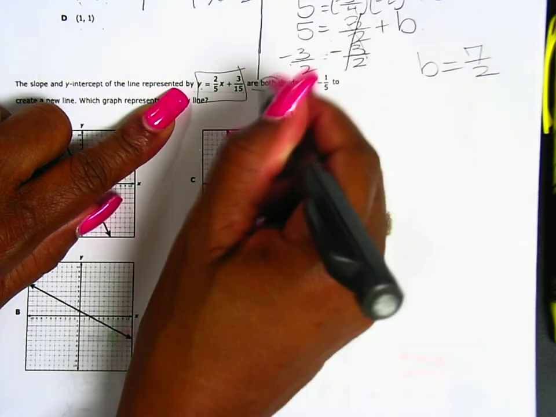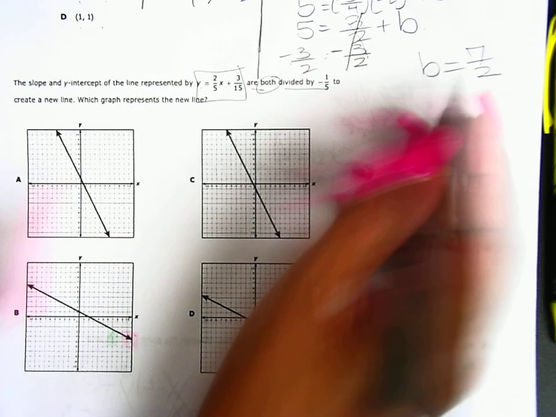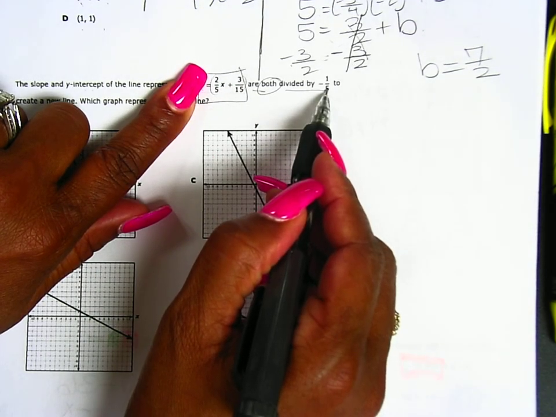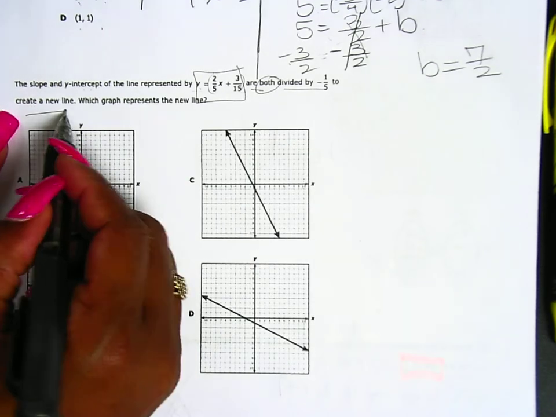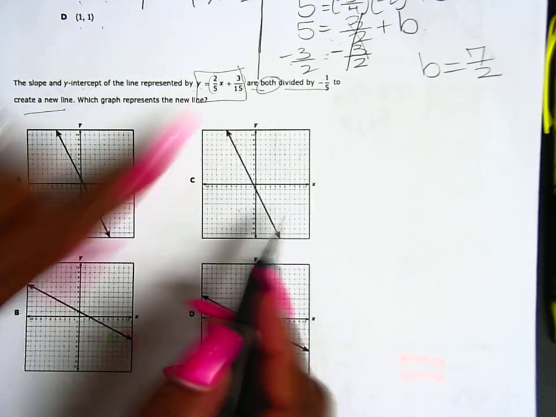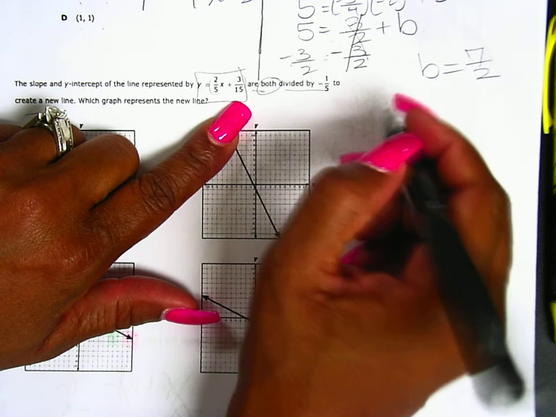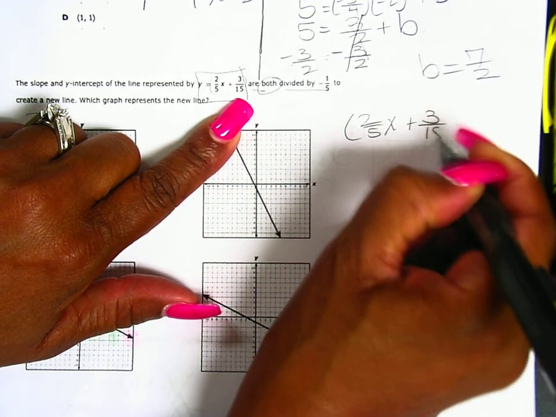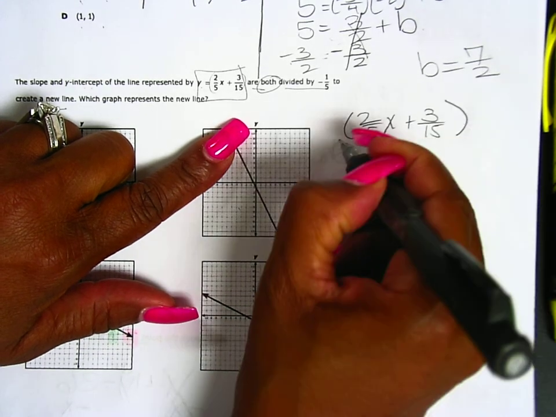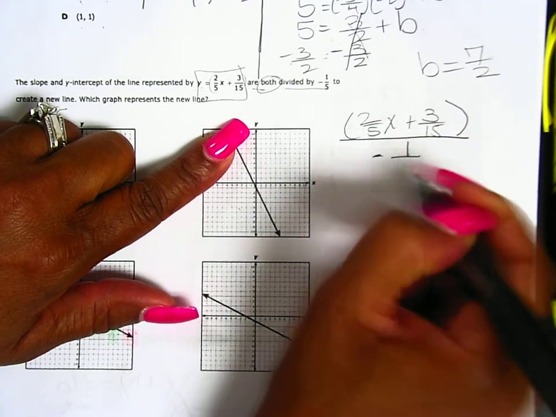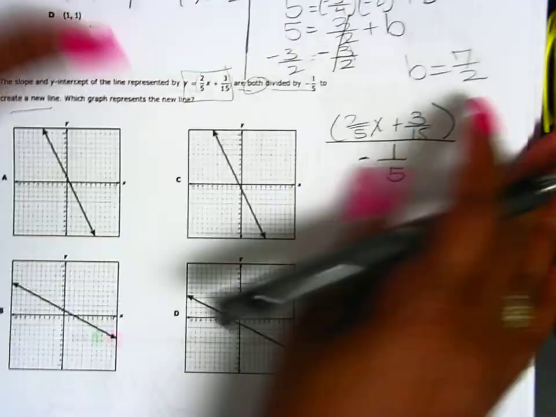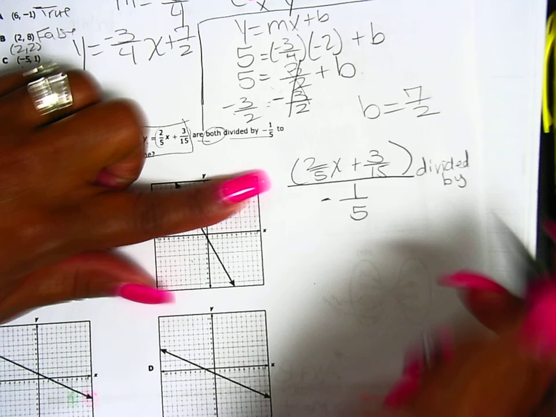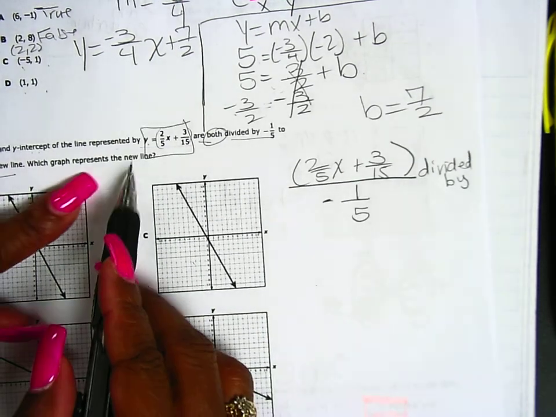They are both being divided by, hold up. So all of this is being divided by -1/5. Okay. To create a new line. Okay, so this is new. That'll be old. So I don't want the old. So what they're telling me, I'm doing 2/5 x plus 3/15 all divided by -1/5. Because this means divide. Divided by. Okay. Cool. Which graph represents the new line?